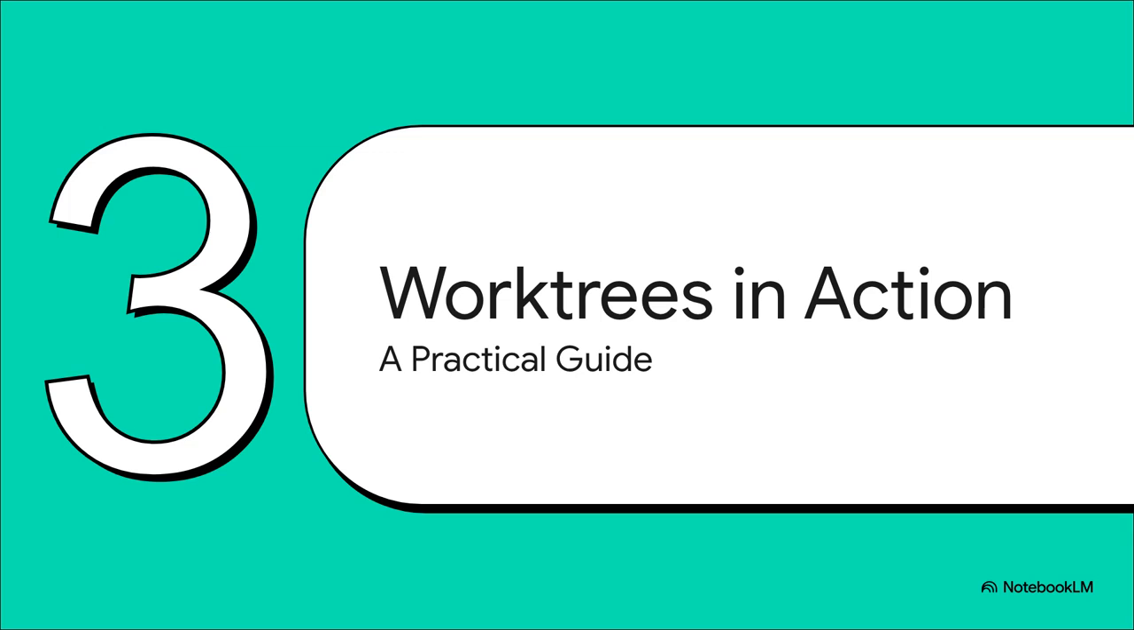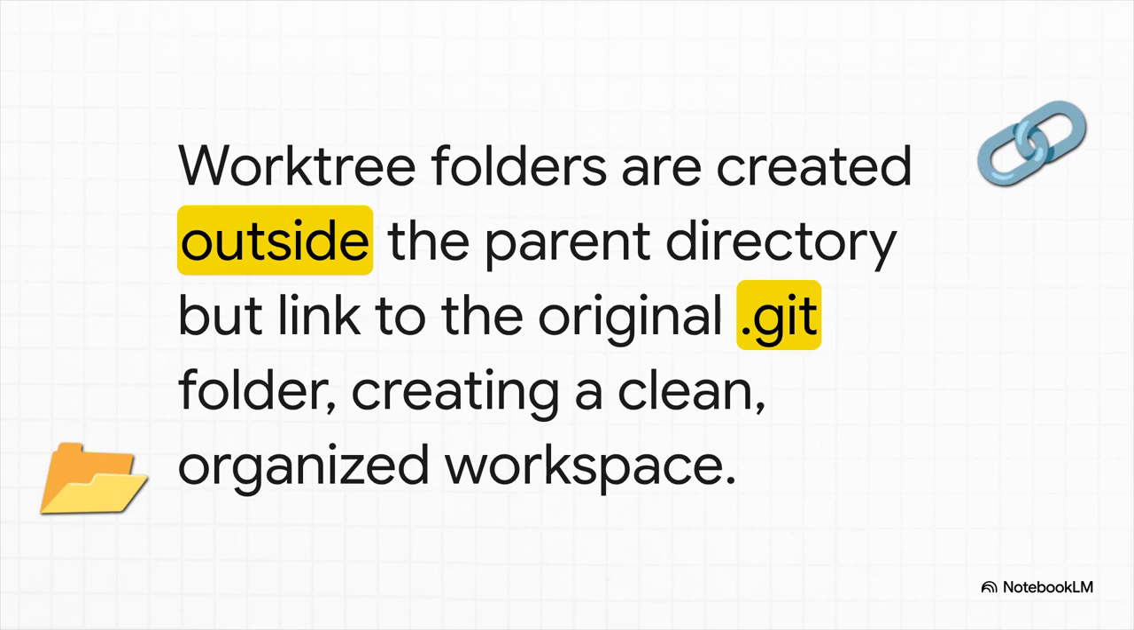Okay, that sounds awesome in theory, right? But what does it actually look like in practice? Let's walk through a real-world example of how you can set up a parallel development environment right now. What's so cool about this approach is just how clean the structure is. You have your main project folder where the core .git data lives. Then, right alongside it, you have these clean, separate folders for every single task. The refactor, the new feature, the bug fix. Each one is its own little workspace, but they're all intelligently linked back to that one single source of truth.